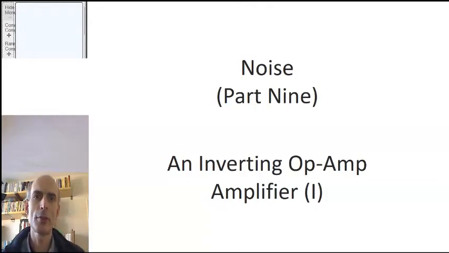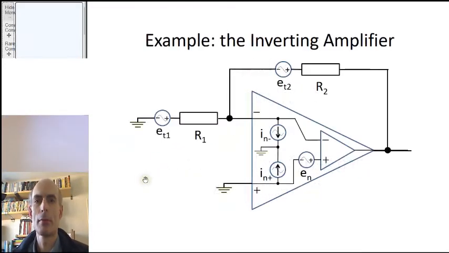Welcome to the next in the series of short videos about noise in electronic circuits, this time looking at a real op-amp based amplifier. This is the circuit that we're going to be investigating. It's an inverting amplifier with a feedback resistor R2 and an input resistor R1. And as you'll see, there are 5 different noise sources to consider even in this quite simple circuit.